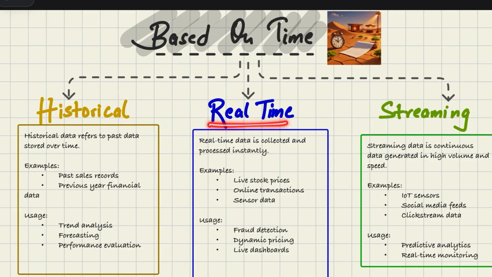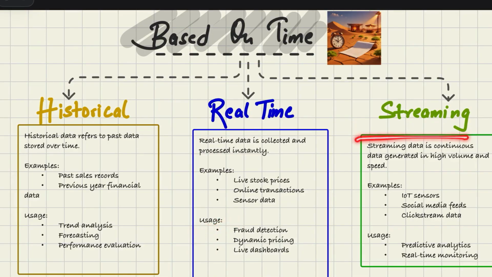We also have real-time data, which is data that is collected, processed, and analyzed instantly as events occur. For example, live stock prices, or an immediate online banking transaction fraud check. So this is real-time data and we are processing it instantly. It is used for live dashboarding, dynamic pricing, fraud detection, etc.